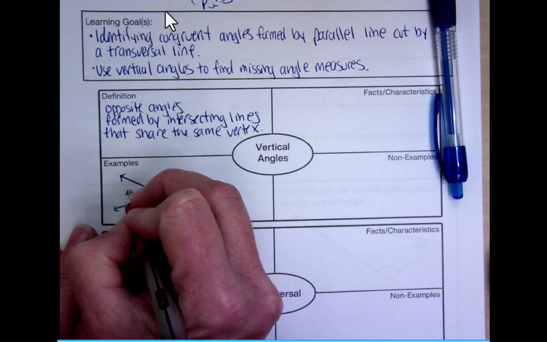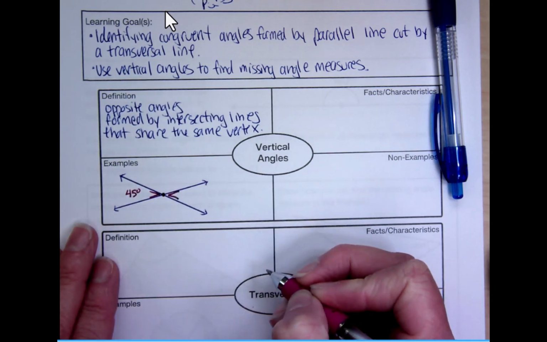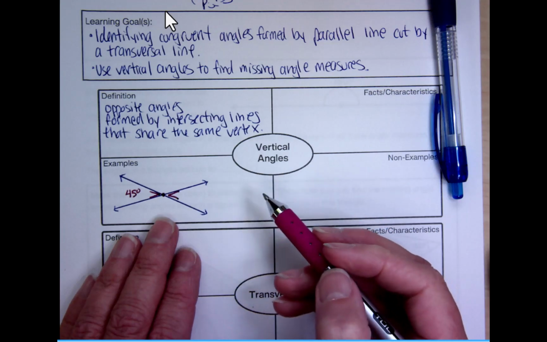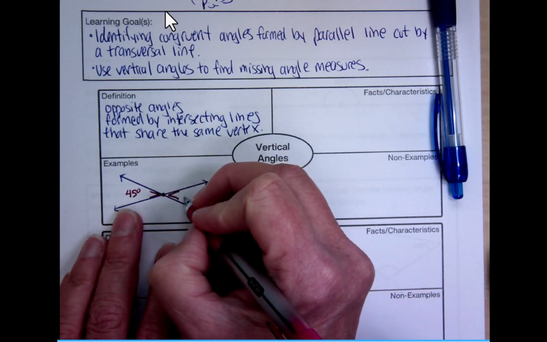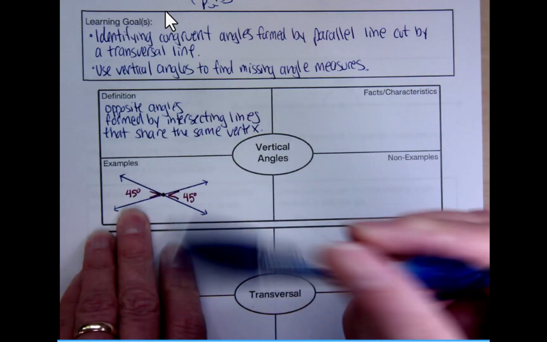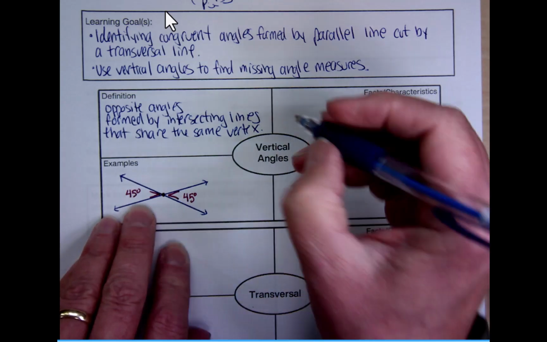Say this one's 45 degrees. What we know about vertical angles is that vertical angles always have the same measure. If that's 45 degrees, then this is 45 degrees. So vertical angle measures are always equal.